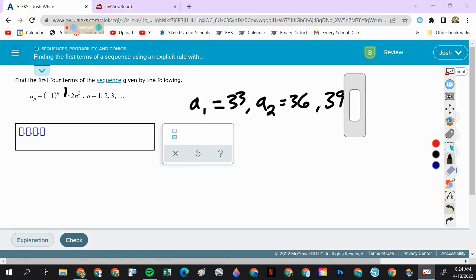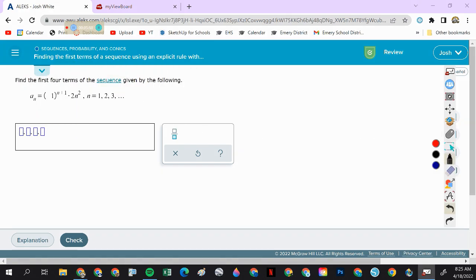Okay. Actually, this is not a geometric sequence. Same idea. We need to plug in 1. I stick a 1 here, and I get 1 plus 1 is 2. And what is negative 1 to the second power? Positive 1. So essentially, this just goes away. Then I plug 1 in there. 2 times 1 squared is just 2.